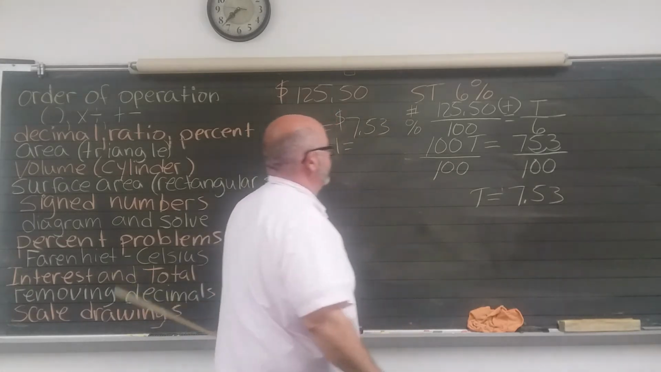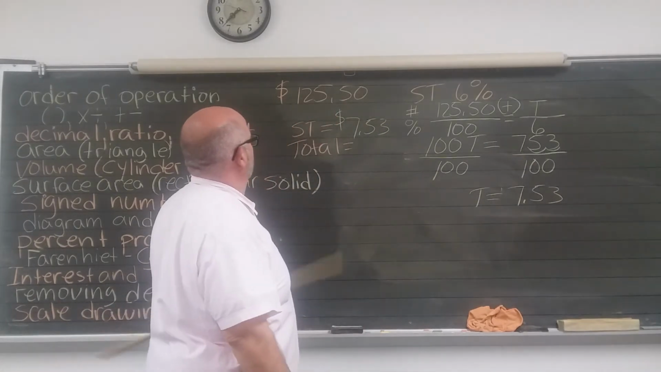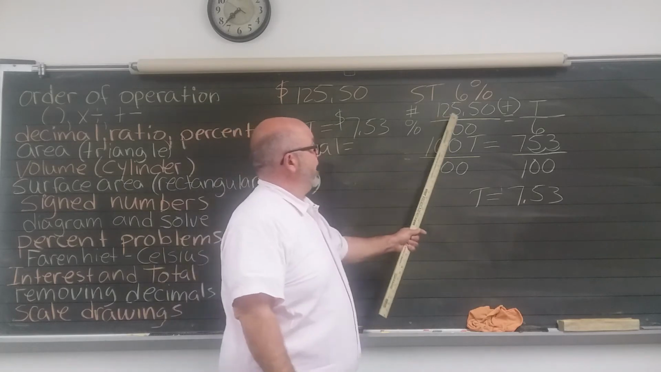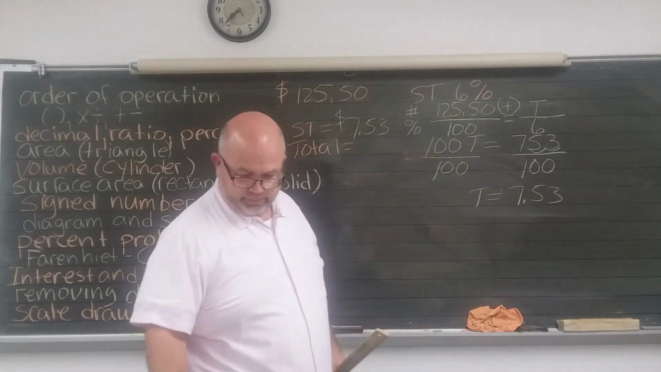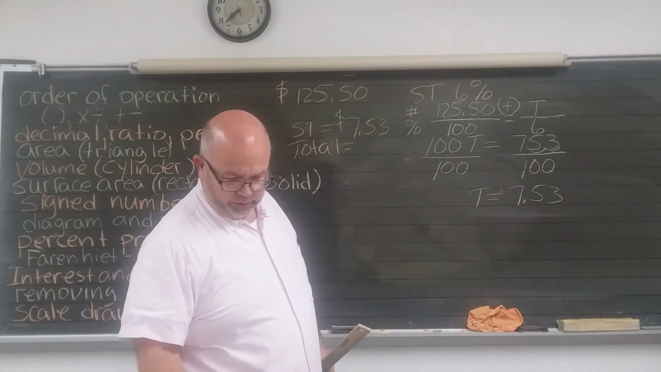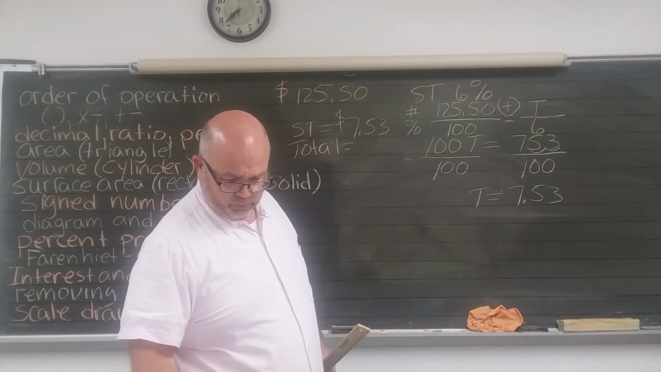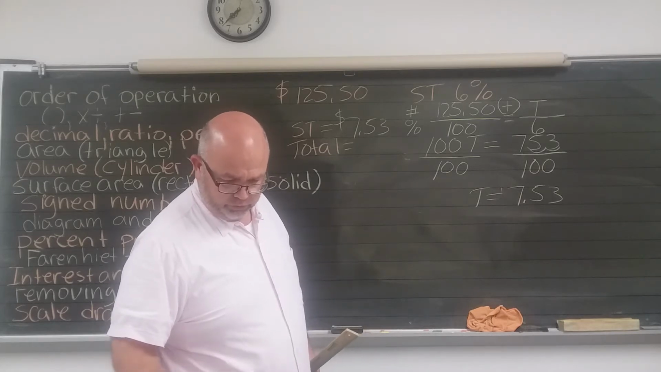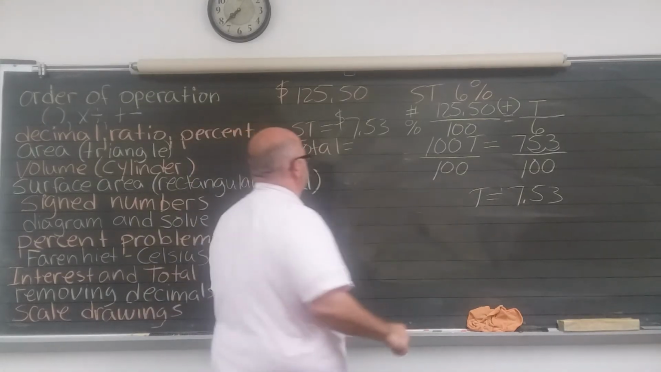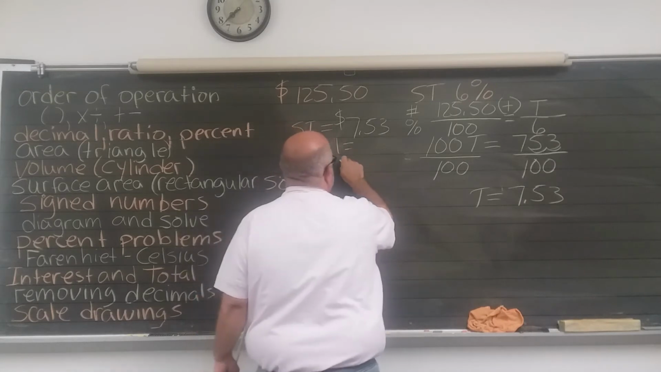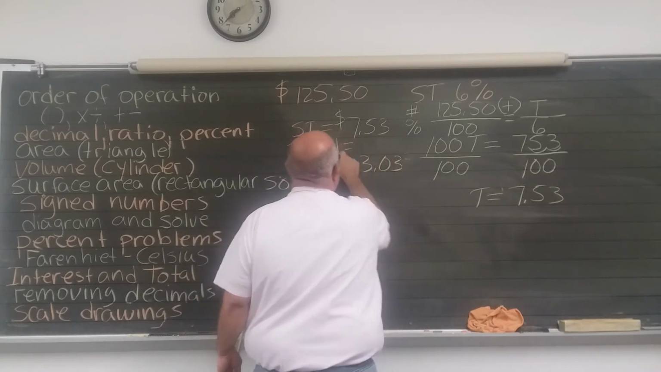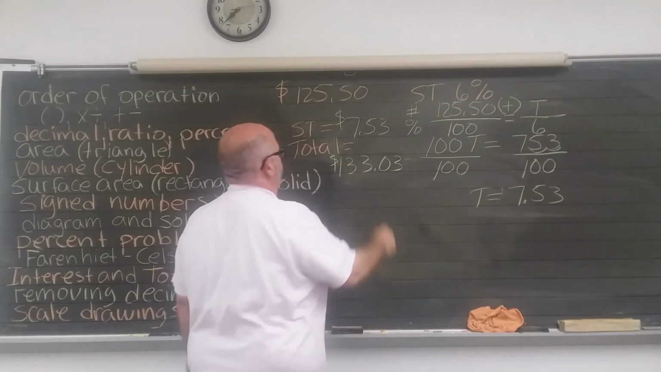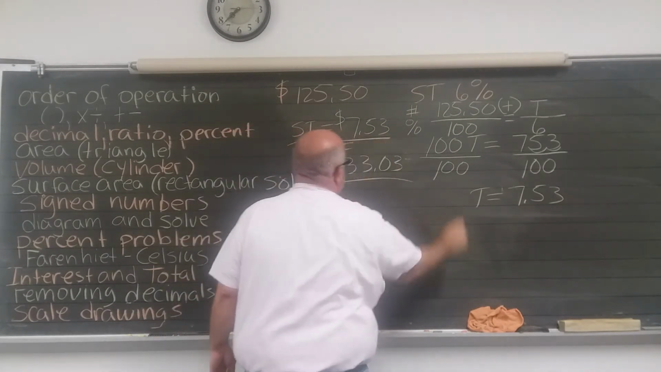All right. Now what is your total? 125.50 plus 7.53 equals $133.03. 133.03 is the total. So these are the two answers that you have to show.